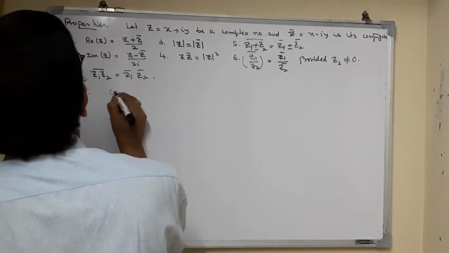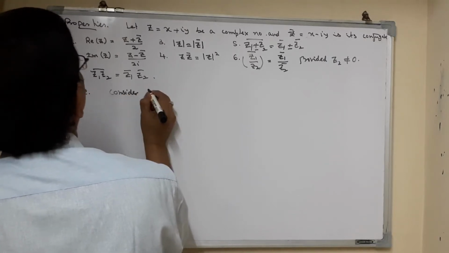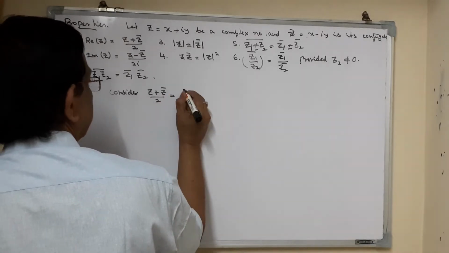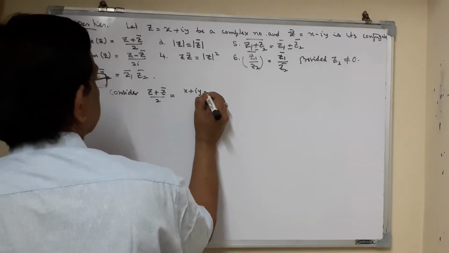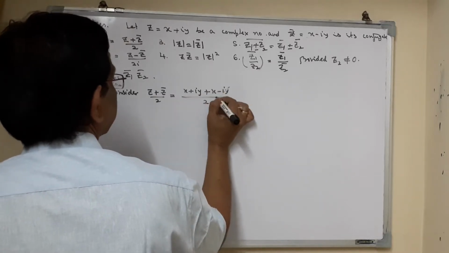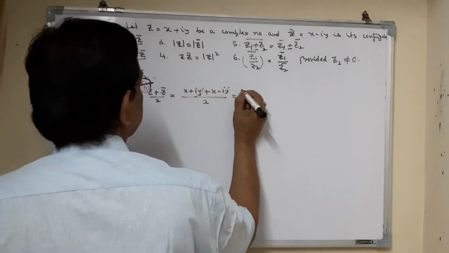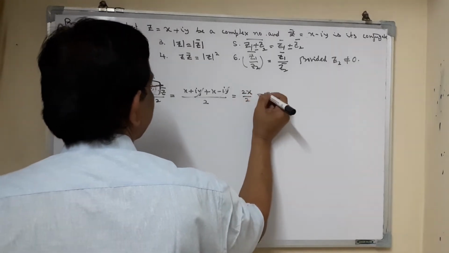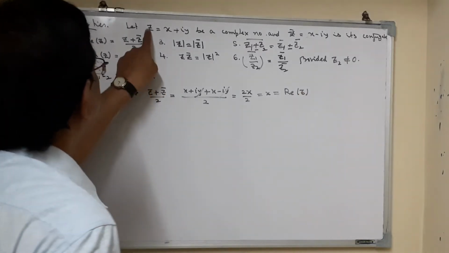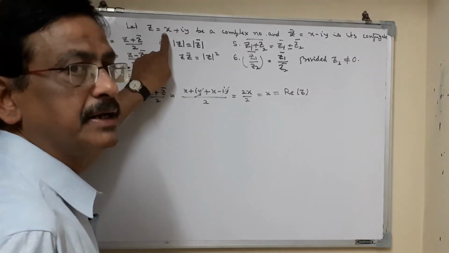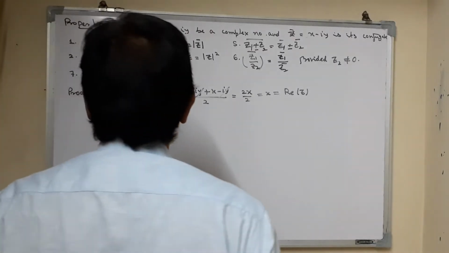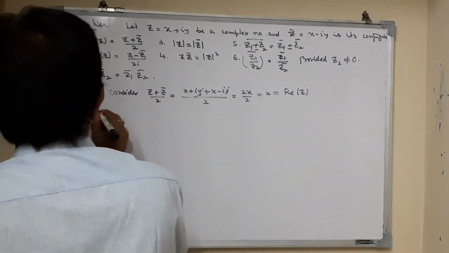So consider z plus z bar by 2. What is z? x plus iy. What is z bar? x minus iy, by 2. So cancel iy, we get 2x. 2x by 2 is x, which is the real part of z, because z is x plus iy, x is the real part of z, y is the imaginary part of z. So that is 1.